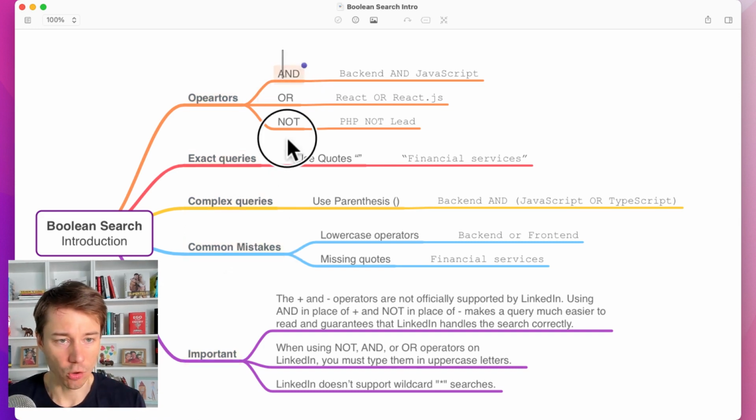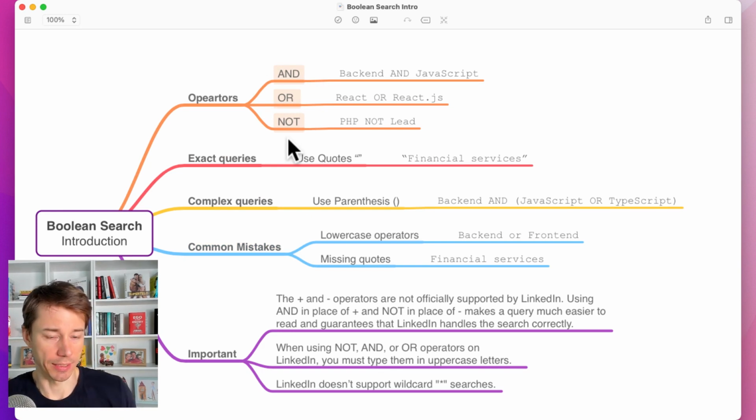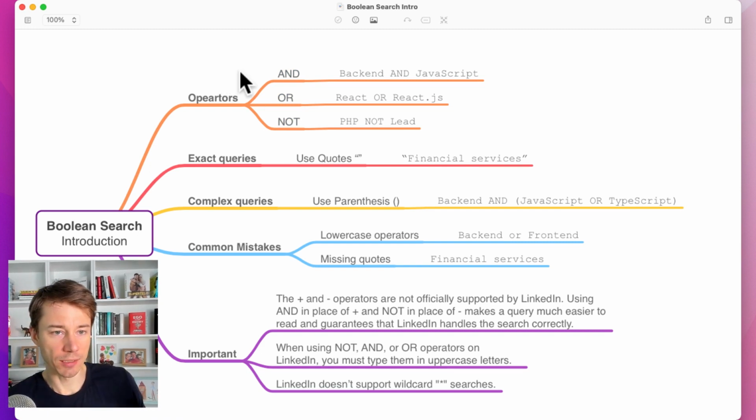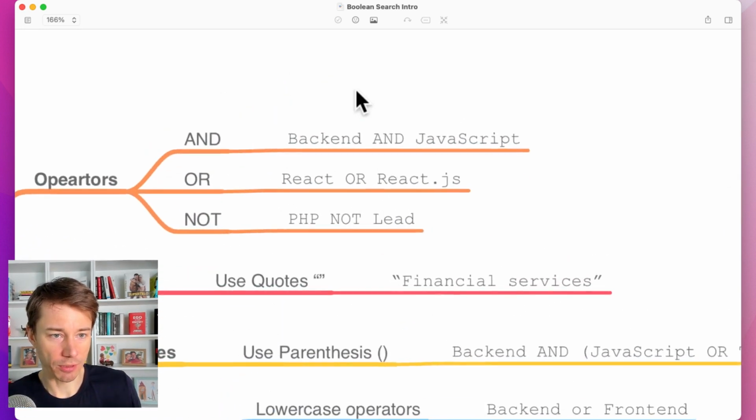So first, there are only 3 operators. So it's not rocket science really. There are 3 operators: AND, OR, NOT. So you can create, for example, a query such as backend AND JavaScript.